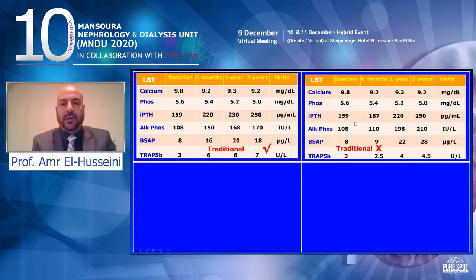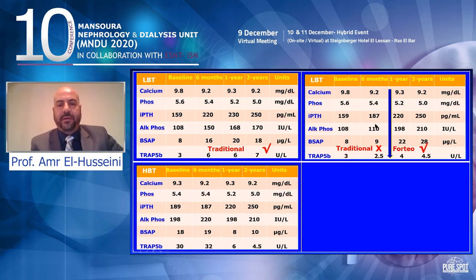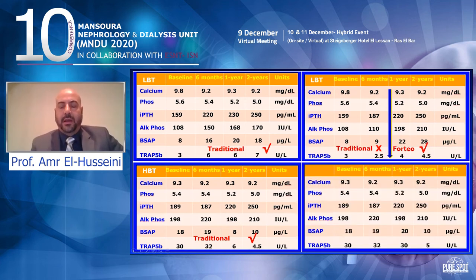With the same numbers, we treated this patient with a traditional approach. But as you see here, bone-specific alkaline phosphatase, TRAP5b, and the other parameters didn't improve. So we have to treat low bone turnover bone disease with a bone stimulant. So we used Forteo, and we treated this patient for a year with Forteo, and you see the response. The bone-specific alkaline phosphatase and TRAP5b went up. So this patient didn't respond to traditional intervention, but responded to the non-traditional approach.